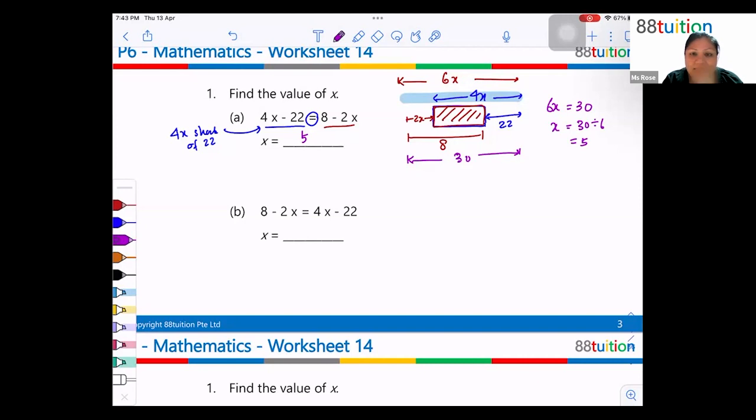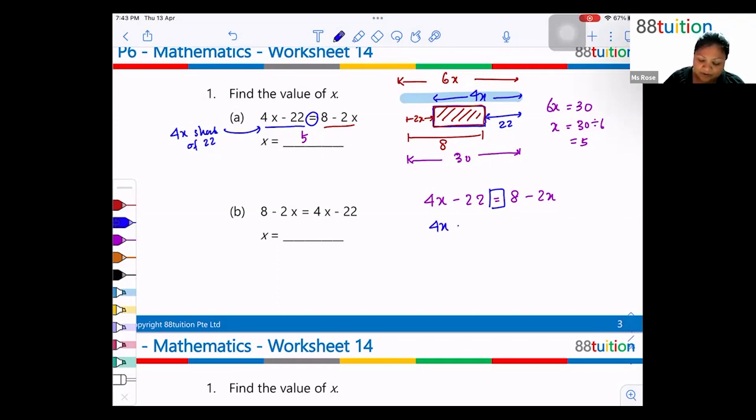Anyone? Okay. Now, alternatively, you can also do this. Like what Crystal said just now, whereby you have 4x minus 22 is equals to 8 minus 2x. So what she has done, because of this equal sign, she shifts the x to one side and the numbers to the other side. But when you shift, the sign changes.